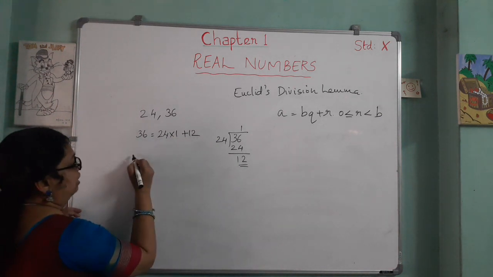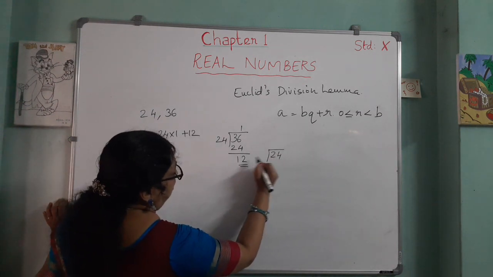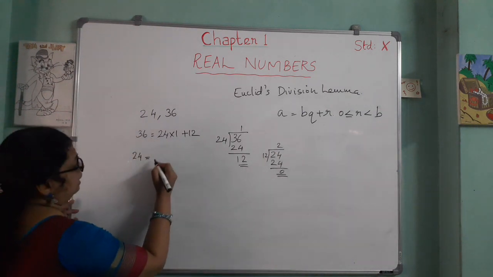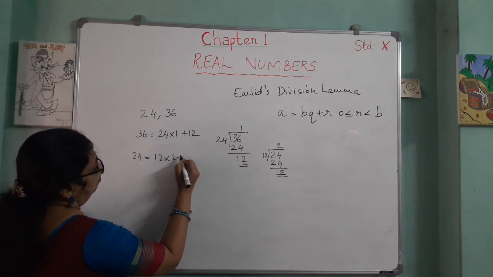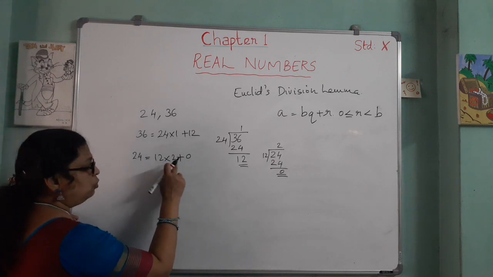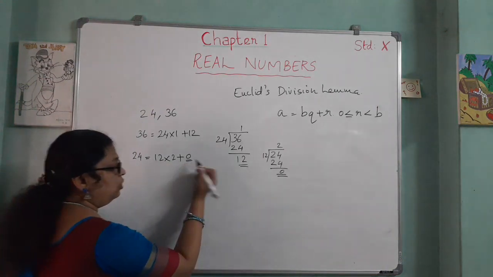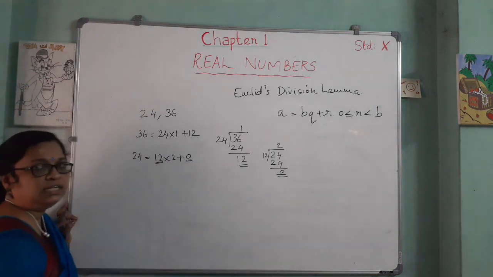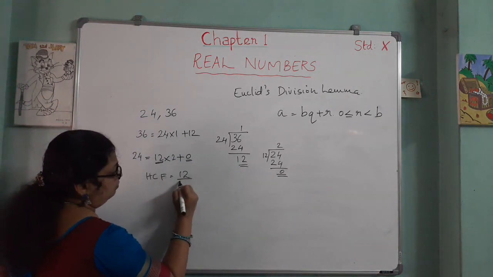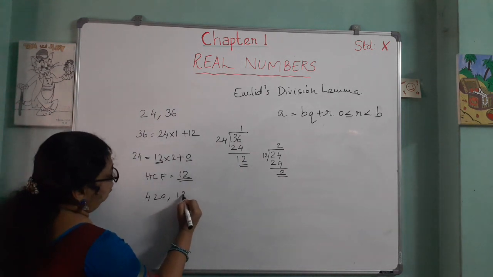Next, this divisor will be the dividend. So 24 divided by 12, 2 times 12 is 24. We get 0. So next we write 24 equal to 12 into 2 plus 0. That is, 24 is the dividend, dividend equal to divisor into quotient plus remainder. So we continue these steps, and whenever we get 0 as remainder, that divisor is the HCF. That is, HCF is equal to 12. Clear?